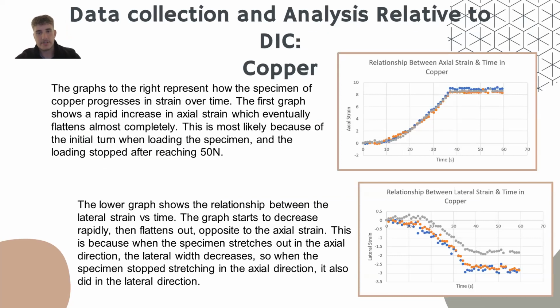Now we're moving on to the data collection and analysis relative to DIC copper. The graphs to the right represent how the specimen of copper progresses in strain over time. The first graph shows a rapid increase in axial strain, which eventually flattens almost completely. This is most likely because of the initial turn when loading the specimen, and the loading stopped after reaching 50 newtons. The lower graph shows the relationship between lateral strain versus time. The graph starts to decrease rapidly, then flattens out, opposite to the axial strain. This is because when the specimen stretches out in the axial direction, the lateral width decreases. So when the specimen stopped stretching in the axial direction, it also did in the lateral direction.